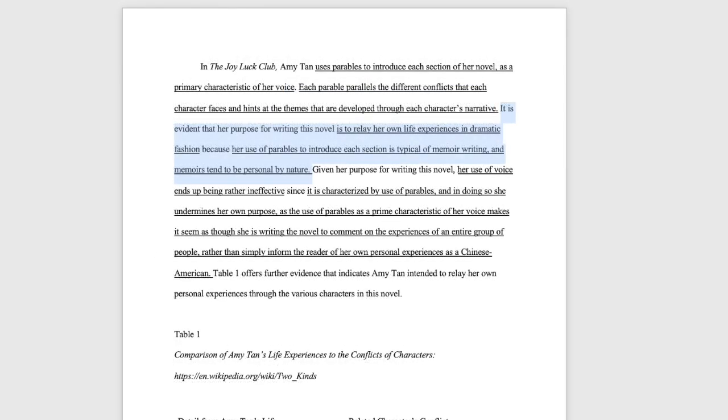In the next sentence, I make reference to another topic, Amy Tan's purpose, and I connect that topic to the topic of parables, which again is the aspect of Amy Tan's voice that we are critiquing, to Amy Tan's purpose by saying that her use of parables can allow the reader to guess what her purpose is. I assert that because her use of parables is a creative compositional risk, which tends to be seen more in memoirs, and because memoirs tend to be personal, Amy Tan's purpose must have been to tell a personal story. So I basically claim that she wants to inform the reader of her own personal story in a dramatic way.